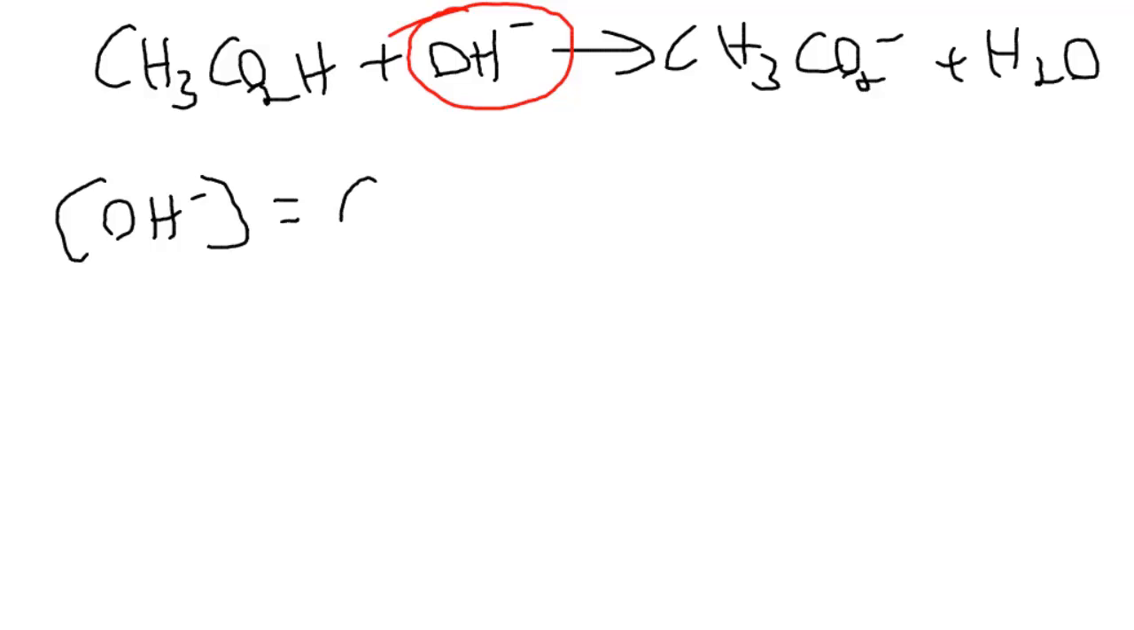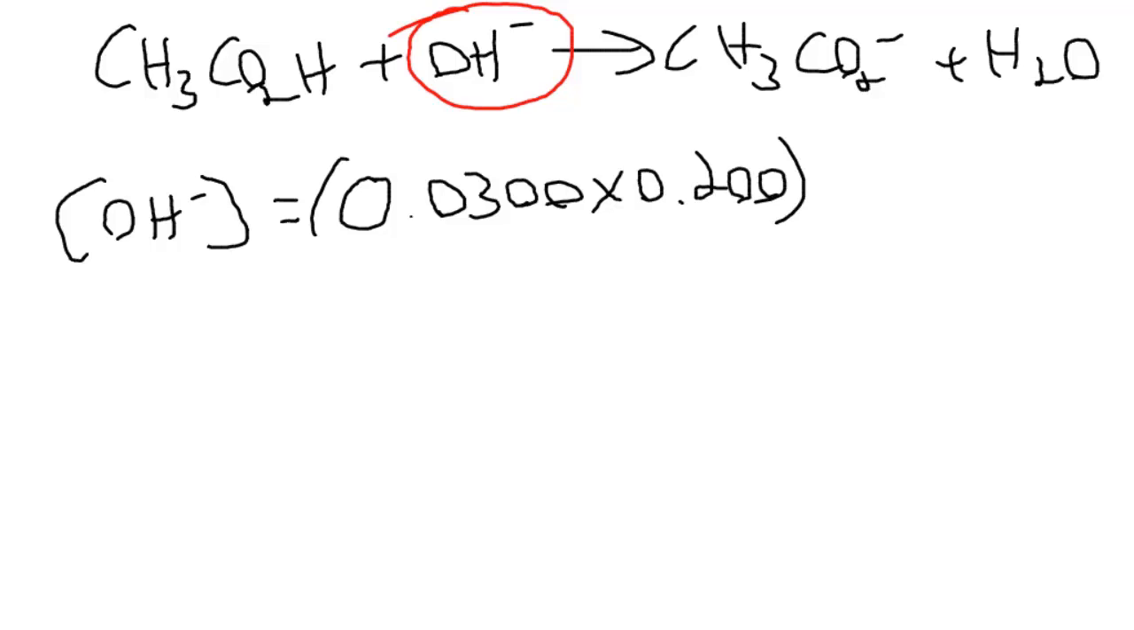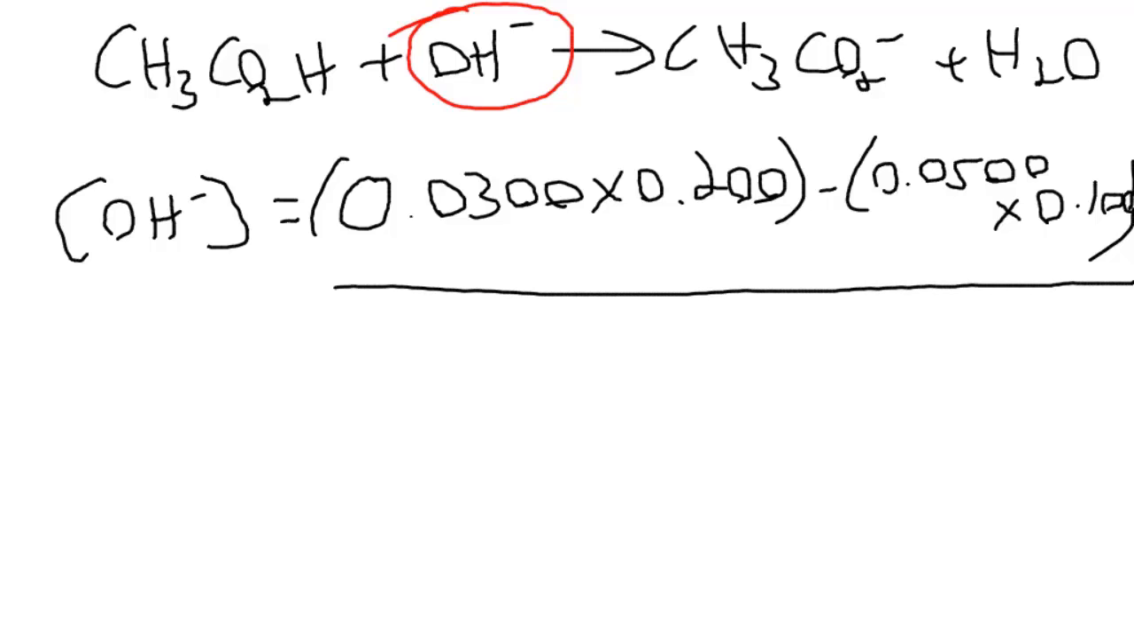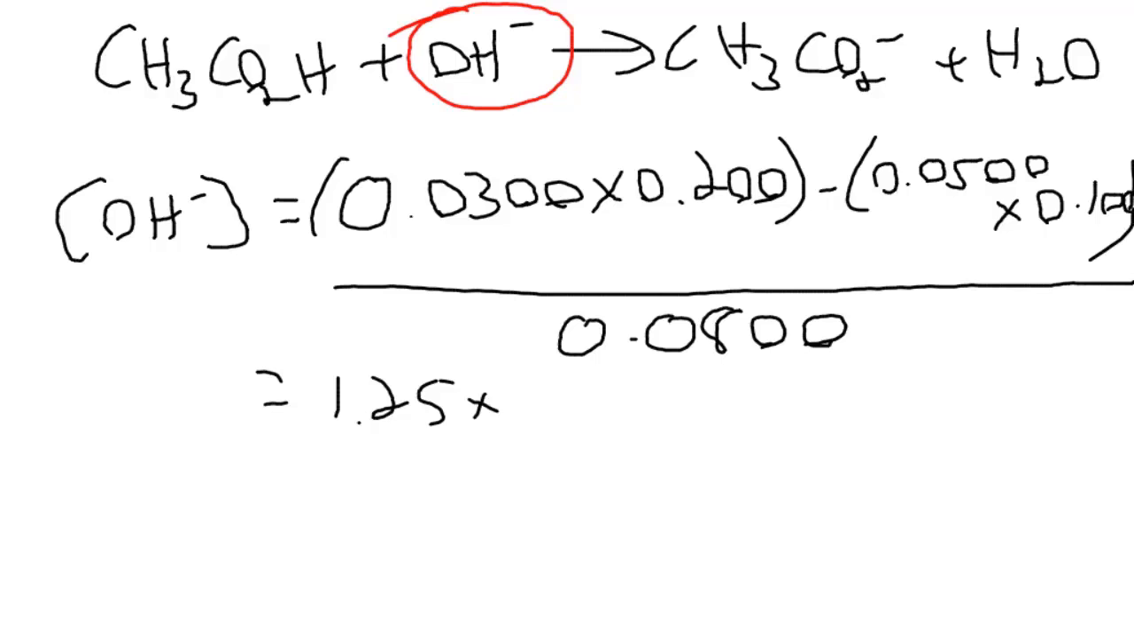So the number of moles of hydroxide that we've added: 30 mils, so 5 mils beyond the equivalence point, and it was 0.2 molar. And we're going to subtract the initial moles of acetic acid, which was 50 milliliters and 0.1 molar. Okay, that'll give you the number of moles of hydroxide that is still in the solution. The total volume was 30 plus 50, so we've got 80 milliliters. And that gives us a concentration of 1.25 times 10 to the minus 2 molar.